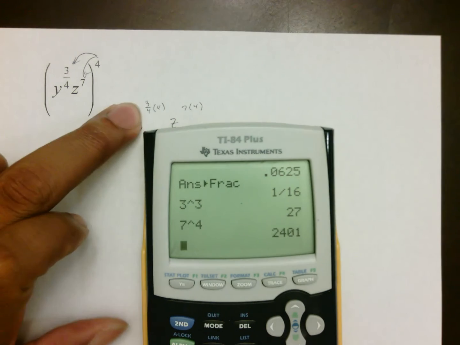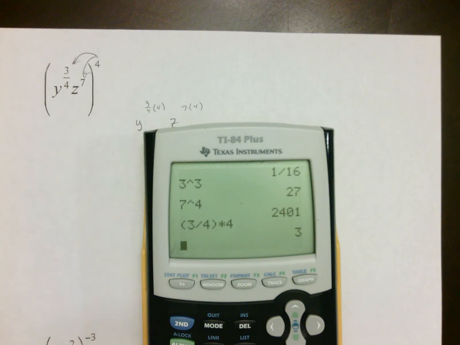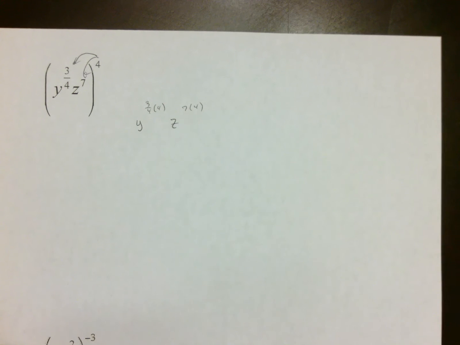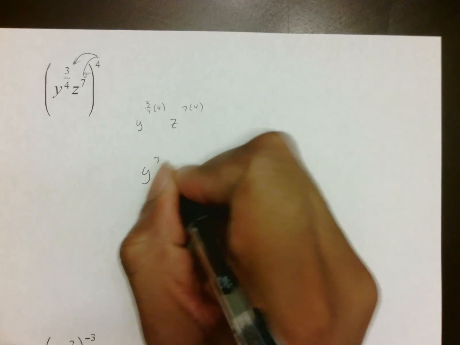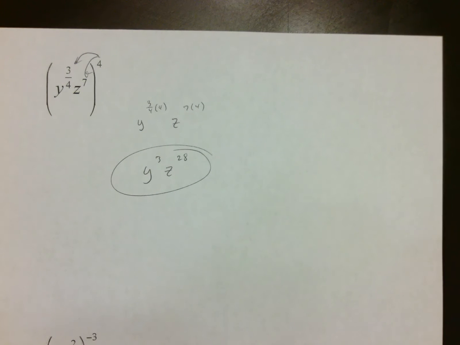And I told you that anytime you type in a fraction, use parentheses. So parentheses 3/4 times 4. Notice it's not even a tough number. It's 3. So you end up with y to the 3rd, z to the 28th. There are no negative exponents. There aren't even any fractions, and everything works out just fine.